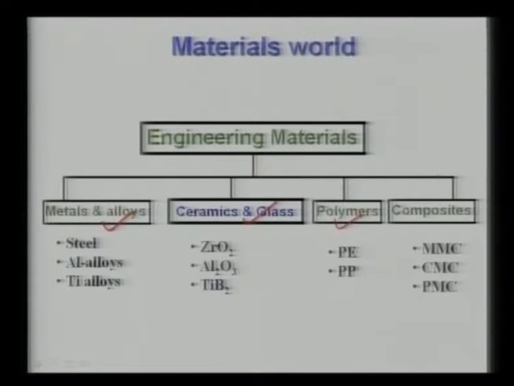And then the fourth one is the composites, which I call a derived material class, because composites are essentially a mixture of two of the three primary material classes, that is metals and ceramics, or ceramics and polymers, or polymers and metals, and accordingly they are termed MMC, CMC and PMC.